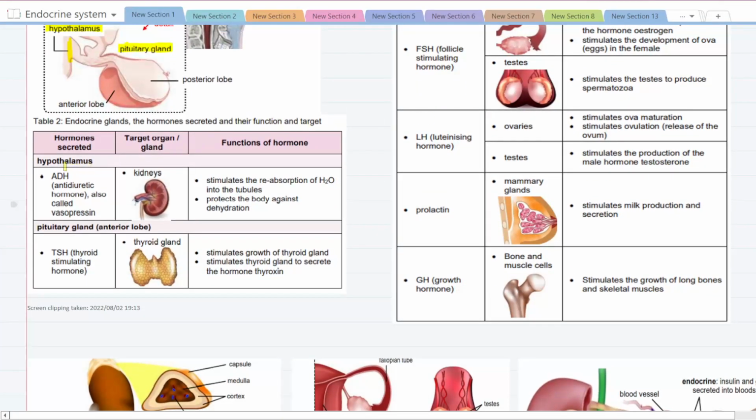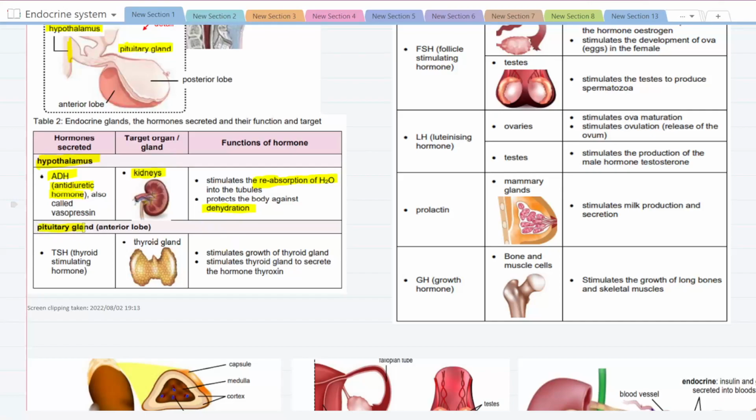Now let's talk about the hypothalamus. Now hypothalamus, this is your endocrine gland which secretes ADH, also known as the antidiuretic hormone, and the target organ will be the kidneys. Remember, this is responsible for water balance, the reabsorption of water in the renal tubules. So you'll have to go back to grade 11 and remember the structure of the nephron inside the kidneys, and therefore you'll be able to understand how water is reabsorbed. And of course, this is to protect against dehydration.